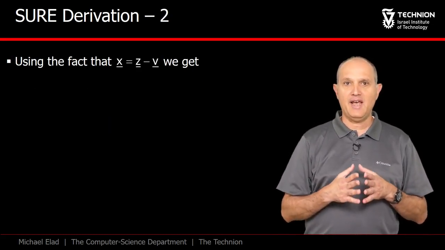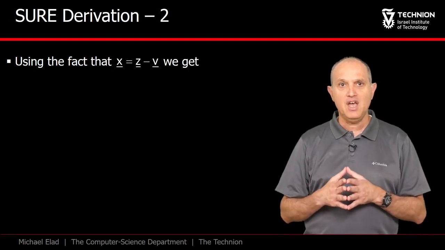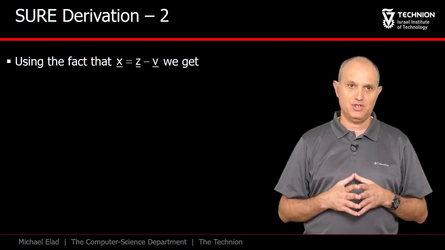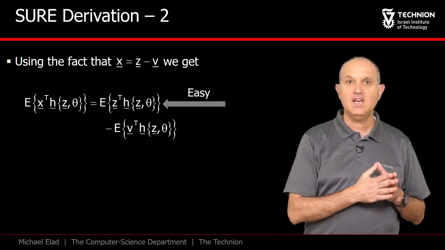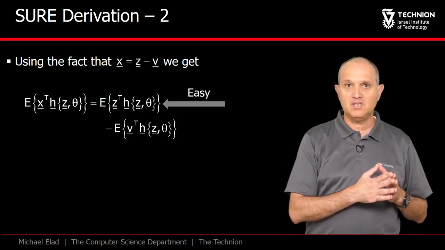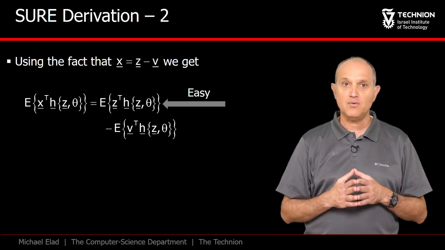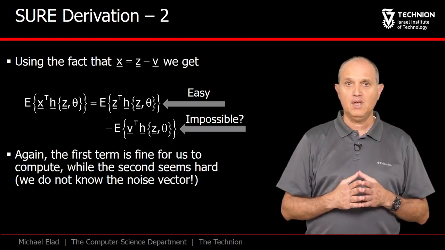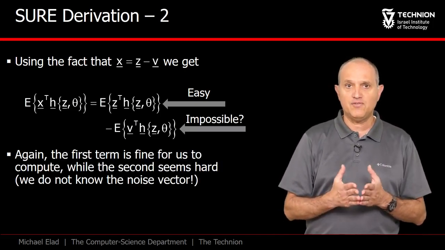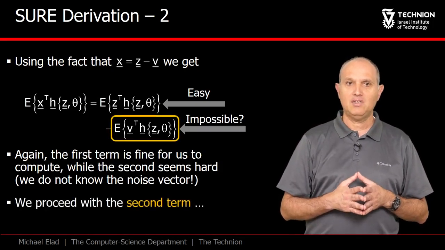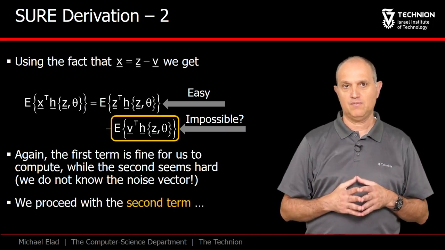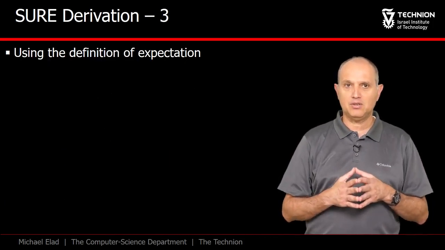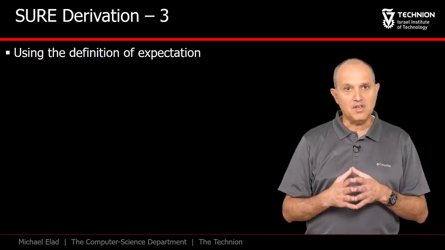Let's use the relation X equals Z minus V and plug it into the problematic expression. This leads to these two terms. Again, the first is easy to handle, as both Z and the output of the denoiser are known. The second is impossible, as it calls for the knowledge of the noise vector. And so again, we take the problematic part and proceed our investigations with it. Writing the second problematic term specifically, it looks like this.